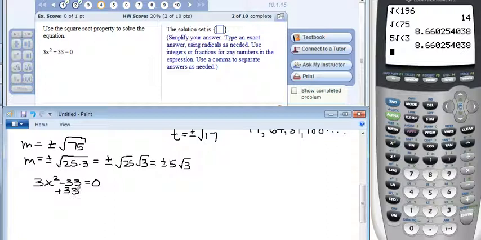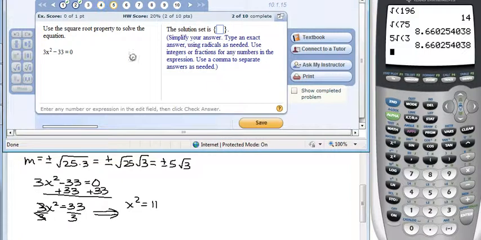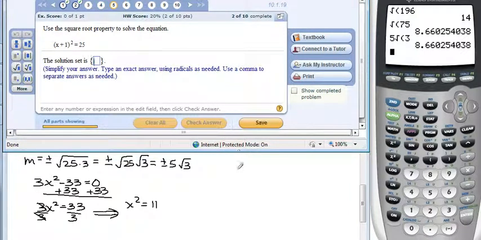So we will add 33 across, right? So we have 3x squared equals 33. And then we will divide by 3. So we have x squared equals 11. Proceed from there. 11's prime. That's like the 17. So that one's really easy. Okay, so that's basically what you'd want to do. Now here we have the square is isolated, which is what we want.